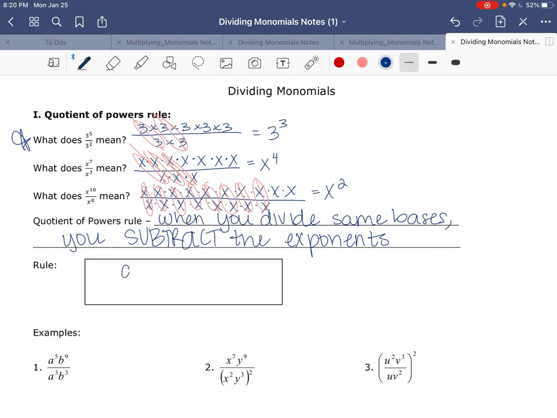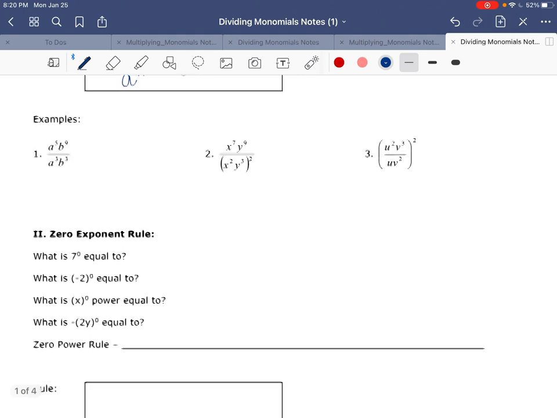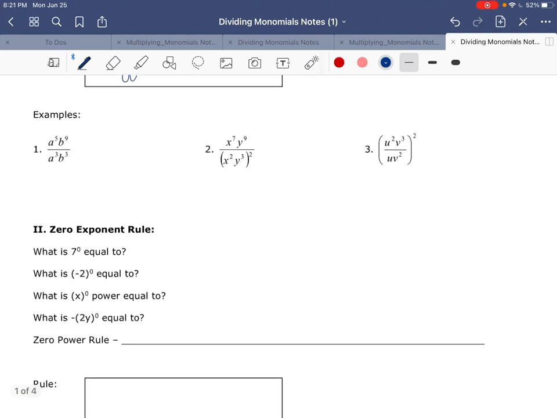So our rule, if we have a to the power of m divided by, remember, same base, so a to the power of n, that's going to equal a to the power of m minus n. A to the power of m minus n. So let's look at our first couple of examples. We have a to the 5th times b to the 9th over a cubed times b cubed.